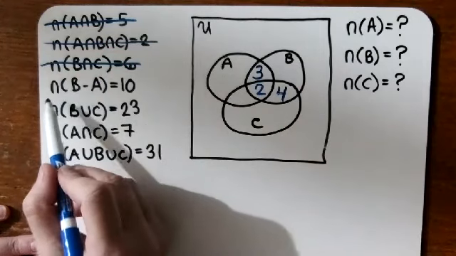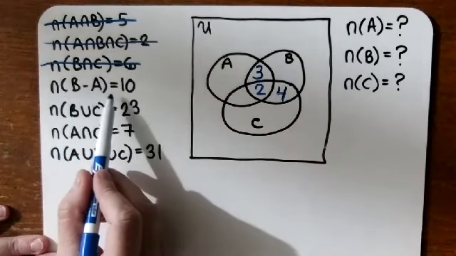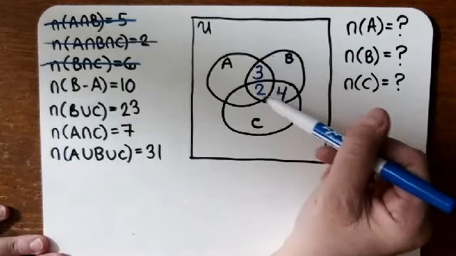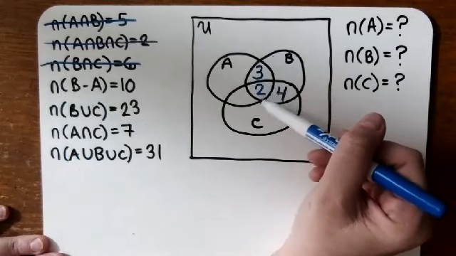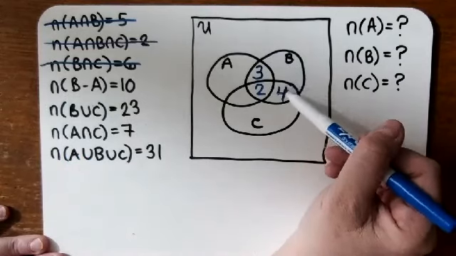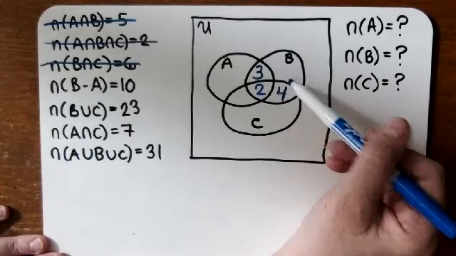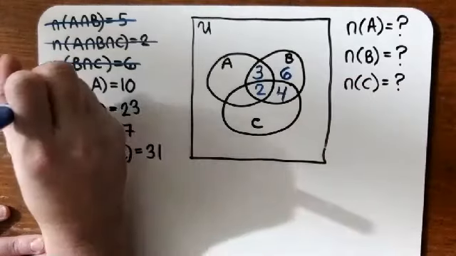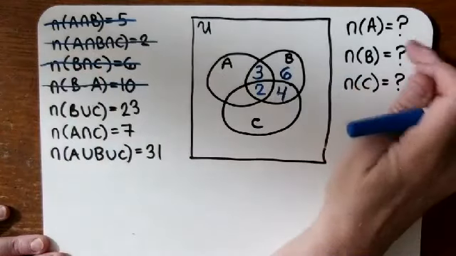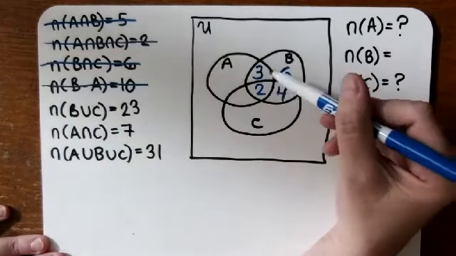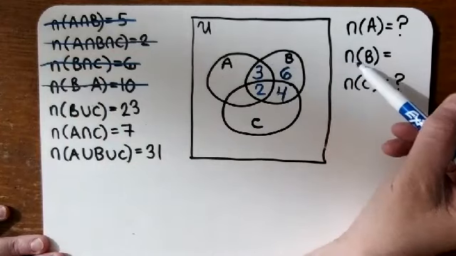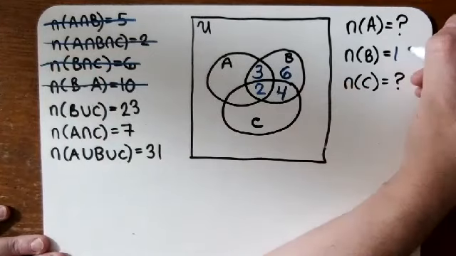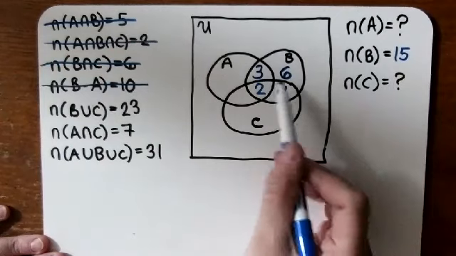We're told the number of elements in B without A is 10. So if we look at B, we have these 4 regions. If we remove the regions in A, we're left with these 2 regions, the sum of which is 10. We have 4 here, the other 6 are here. And if you like, we can actually already answer what's the number of elements in B, right? We have 10, 15 elements in B, summing all 4 regions of B together.